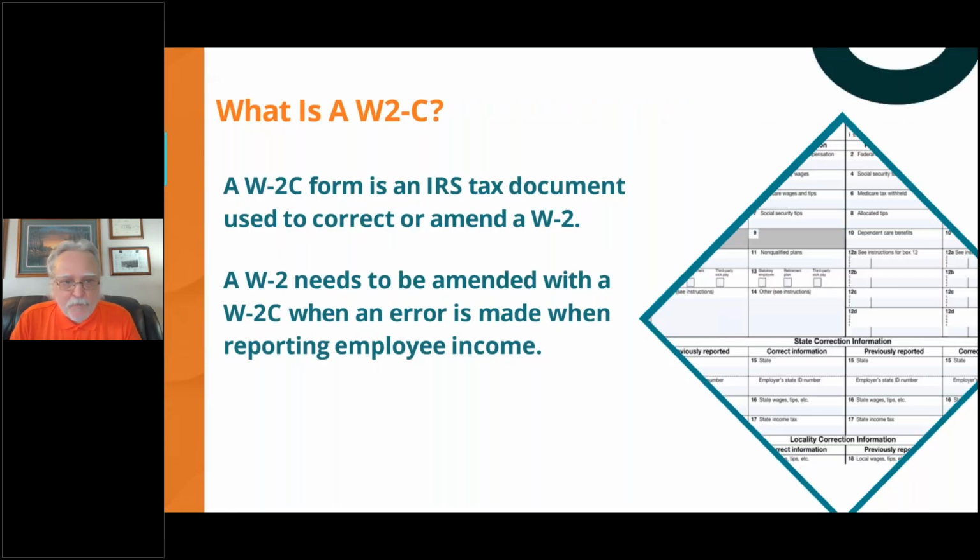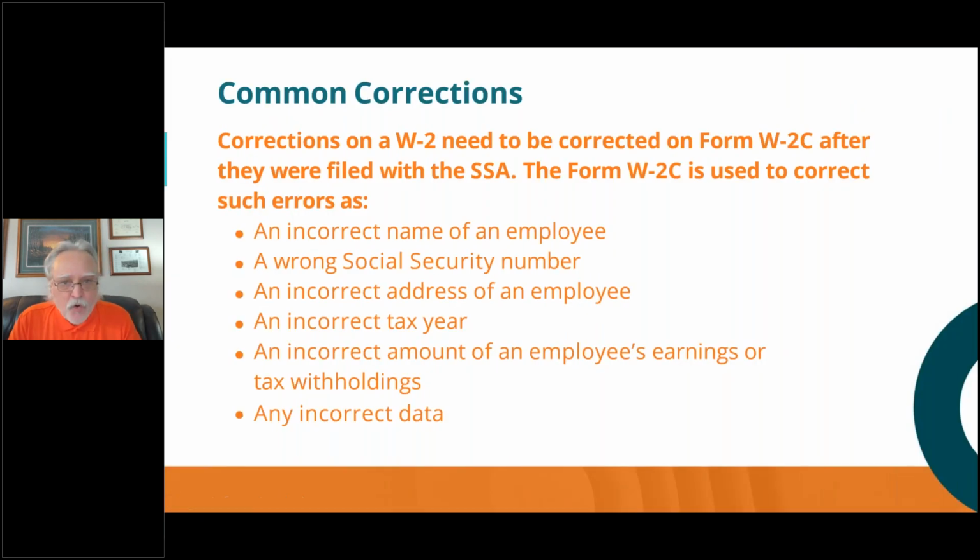So W2C, it's pretty simple. It's a separate form that the SSA provides in order to correct W2s. W2s need to be amended with the W2C when there's an error of virtually any kind. If it's an ID number, a TIN mistake, an amount is wrong, a withholding amount is wrong, all of those things require it. So a short list of the most common items: somebody changed their name.